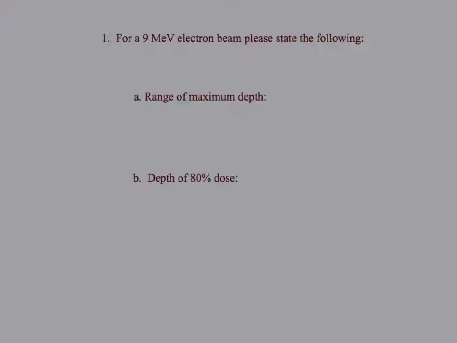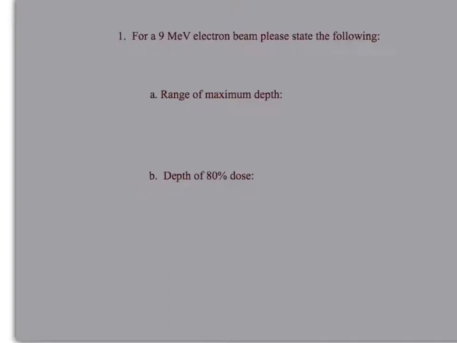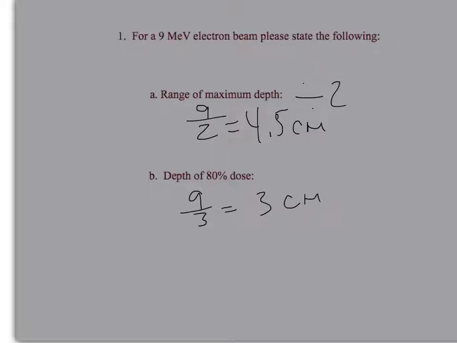In order to get the range, which means as far as all of the dose will go and none of the electrons will get further, always divide by 2. So 9 divided by 2 equals 4.5 cm. To get the 80%, you want to divide the energy by 3. So 3 cm is where 80% of the dose would go. And if I were to ask you where would 90% of the dose go, always divide by 4. And that's where your 90% isodose line would be.